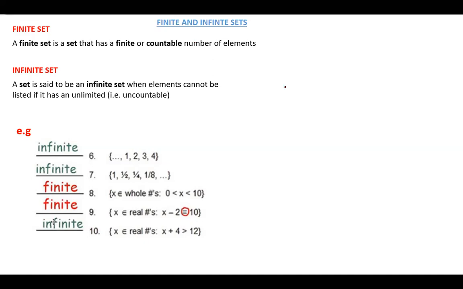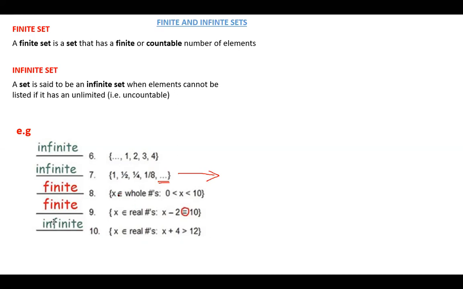When you look at the second part here, it's also infinite. Why? Because it has these dots on this side. These dots are the ones causing this set to be infinite, because they show us that the numbers are going to the positive side of the number line without ending.